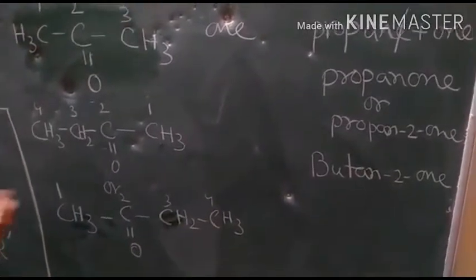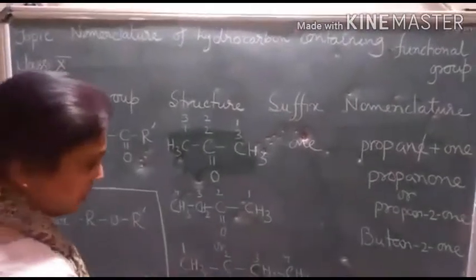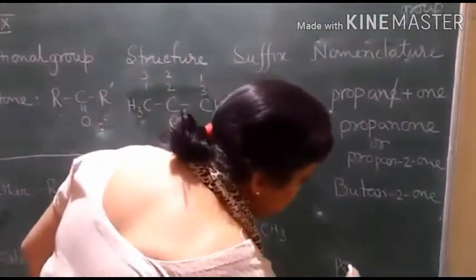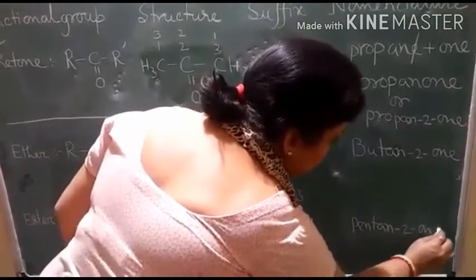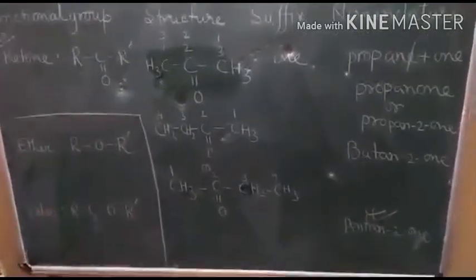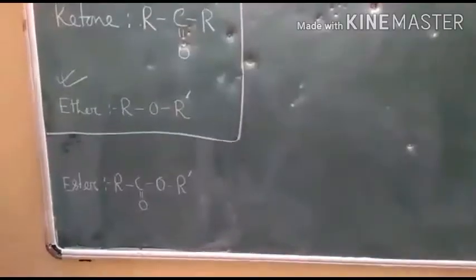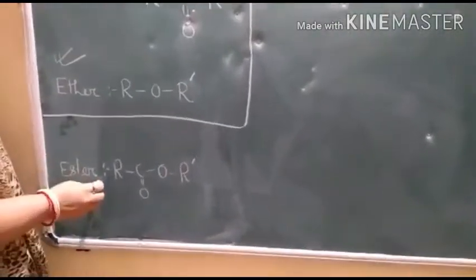This is all about the nomenclature of the ketonic group. You can try pentan-2-one. You can write this structure by yourself to understand this. Okay, so this is all about ketone nomenclature. These two we have done, ketone and ether, and the last one is ester.